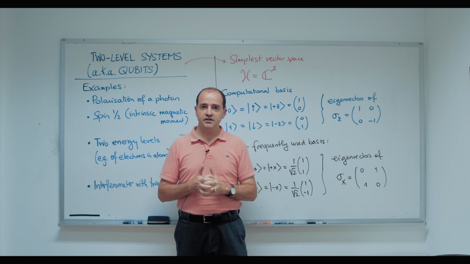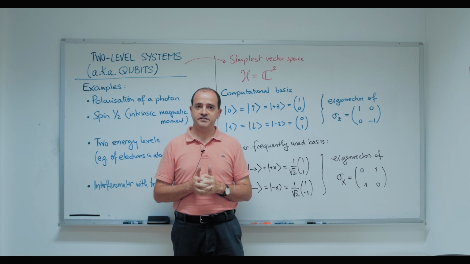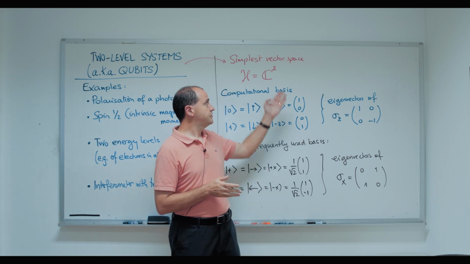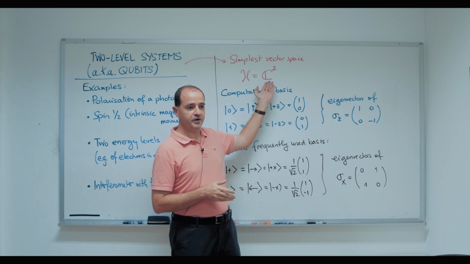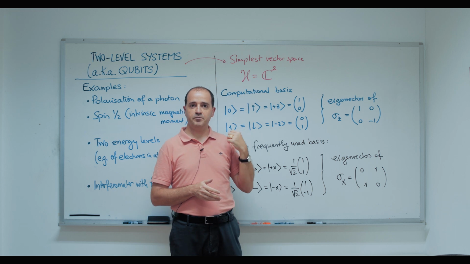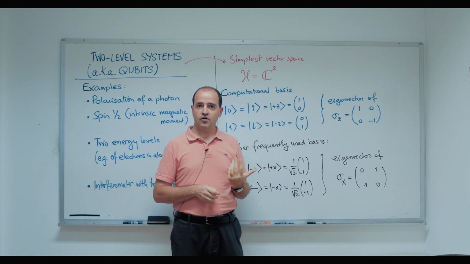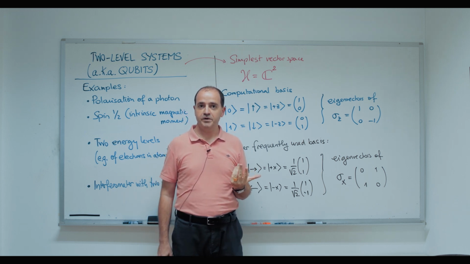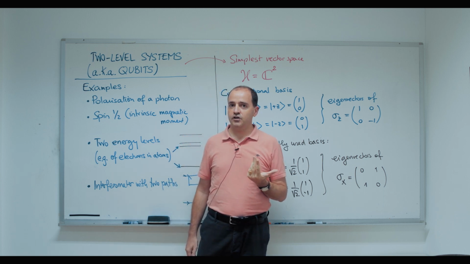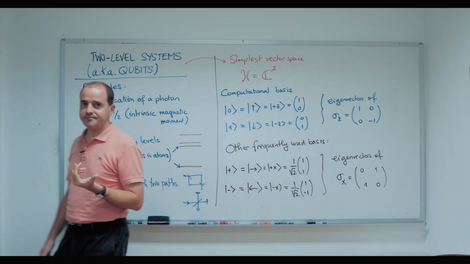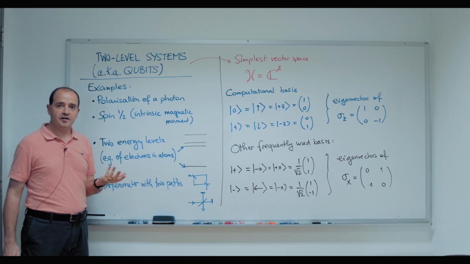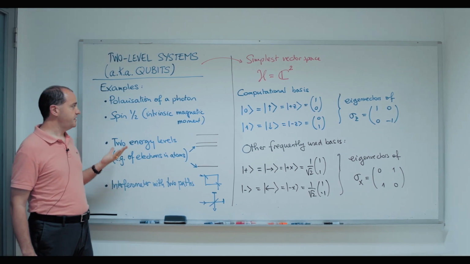So in chapter 3, we rather study the simplest mathematical vector space that gives non-trivial results in quantum mechanics, which is C2, vectors of two complex numbers. And the systems described by this vector space are called two-level systems or qubits. Now, what kind of physical systems do we have here? Many examples, but the most famous ones are written here.